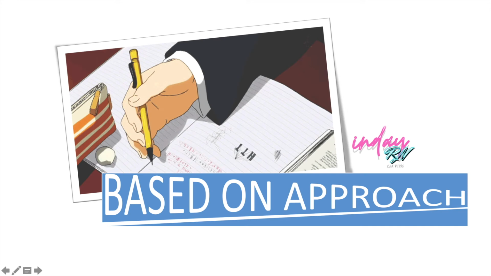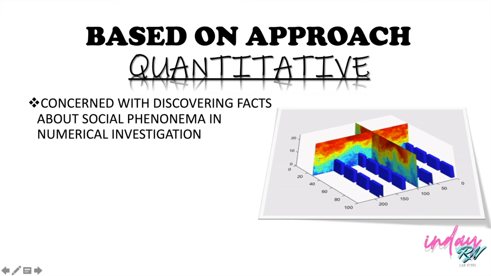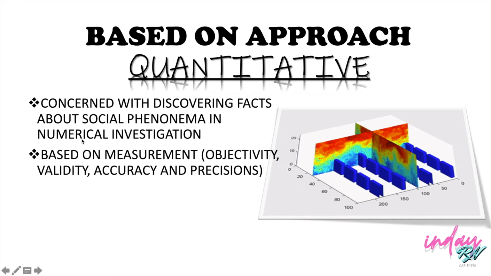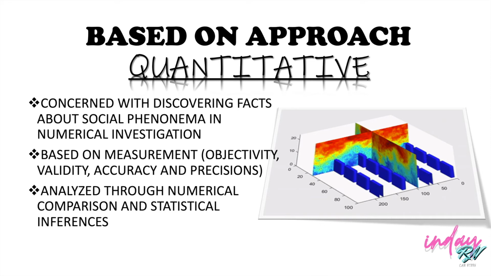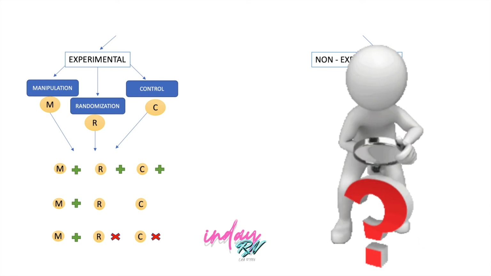So here in the approach of research, we are going to understand the quantitative first. It is concerned with discovering facts about social phenomena in numerical investigation. Remember the word numerical, and it is based on measurement. We are going to test our research later on based on objectivity, validity, accuracy, and precision. And here in quantitative approach also, we are going to analyze through numerical comparison and statistical inferences. Remember the word numerical and statistical.